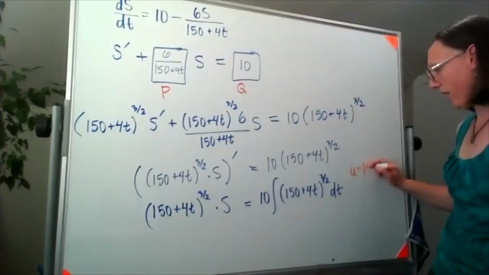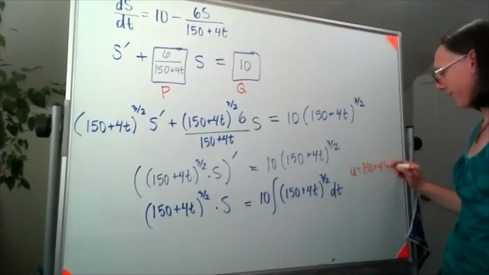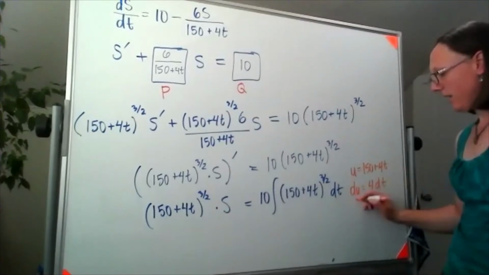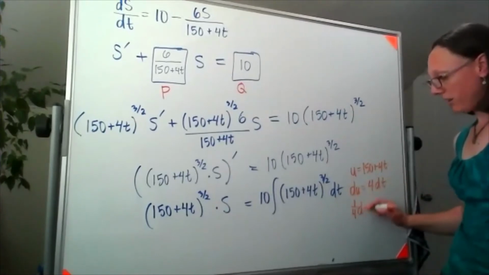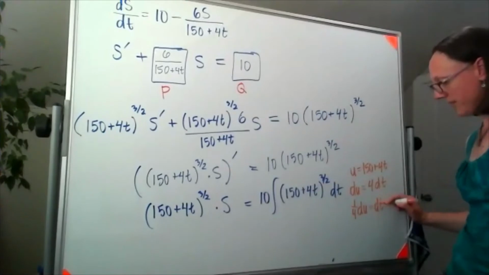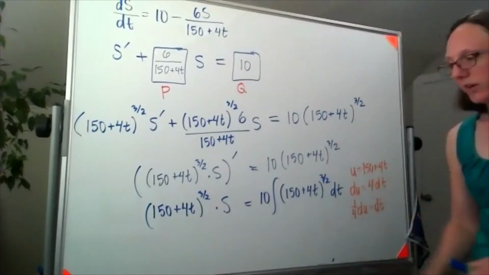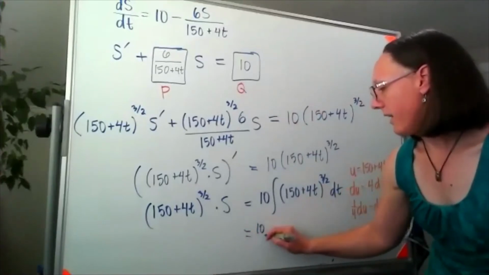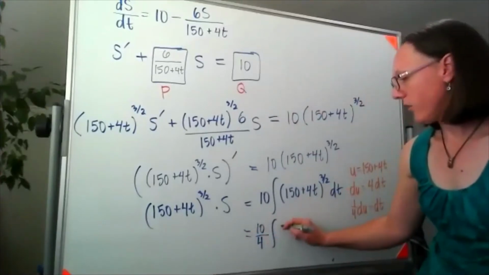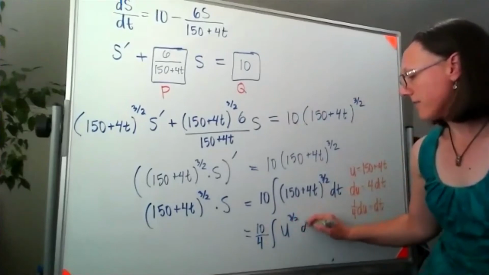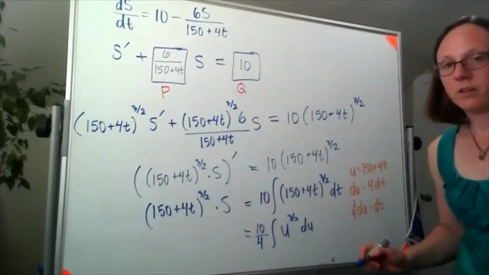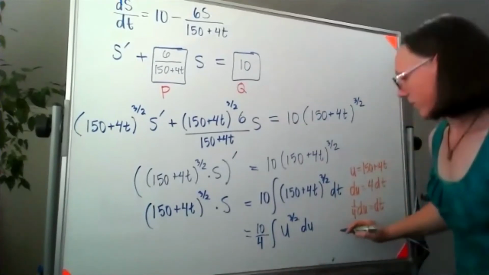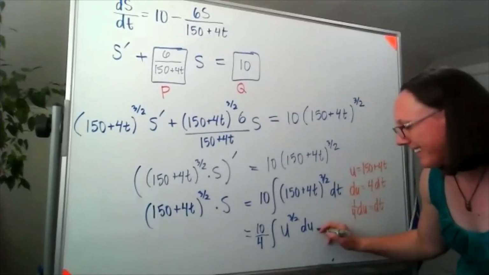So u is 150 plus 4t, which makes du equal 4 dt, which makes 1/4 du equal to dt. So when I rewrite this, I'm going to end up with 10/4 the integral of u to the 3 halves du. Integrating that, I'm going to run out of space here. I can squeeze it in.